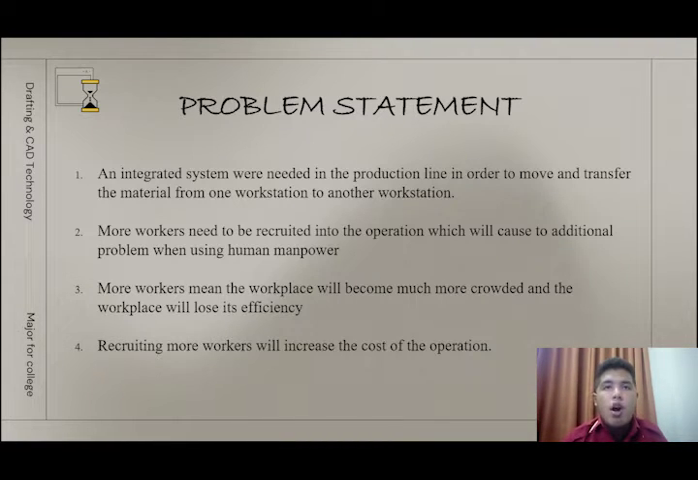Second, more workers need to be recruited into the operation, which will cause additional problems when using human manpower. The third, more workers mean the workplace will become much more crowded and the workplace will lose its efficiency. And lastly, recruiting more workers will increase the cost of the operation.